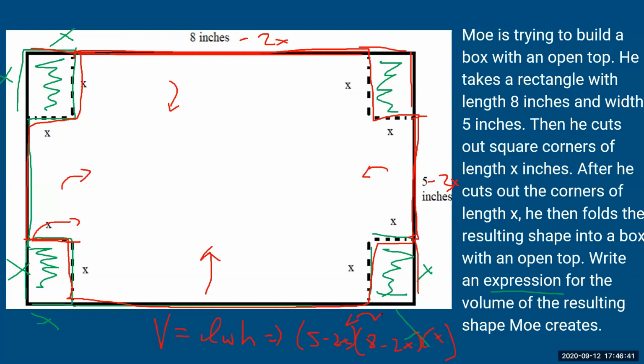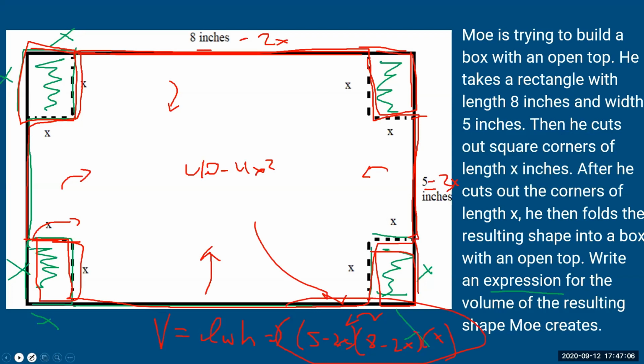Or you could just do what Jingwen did, and I would do that too, which is notice that you have 8 times 5 for the base, length times width, and then you have 4 squares of x. The area of a square is x squared, and you have 4 of them. So it'd be 40 minus 4x squared, which is what you would get if you simplified all this out. So there you go.